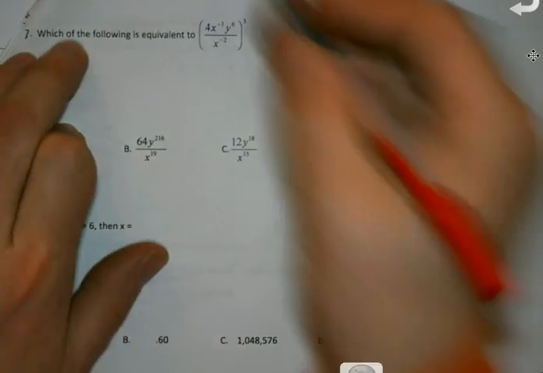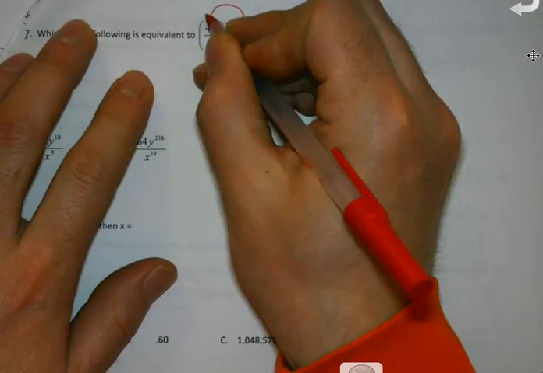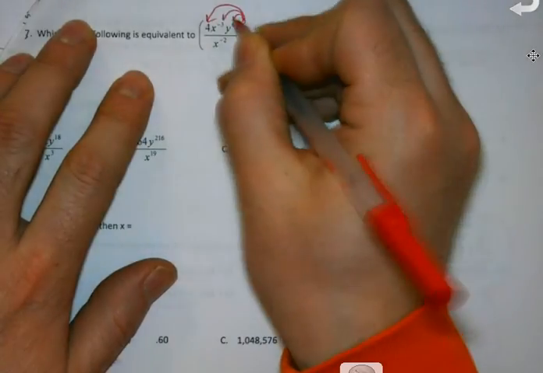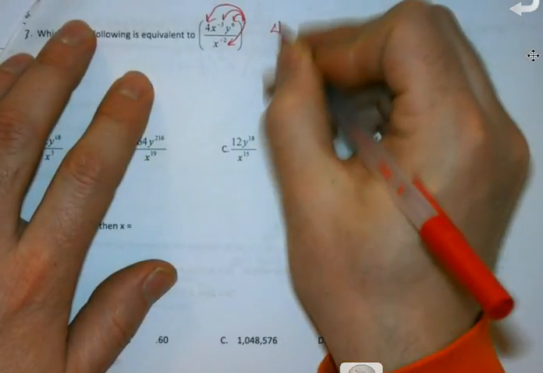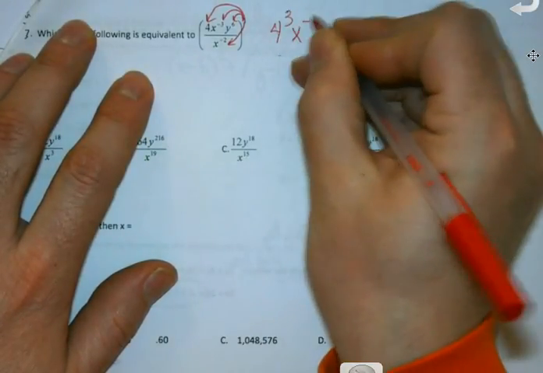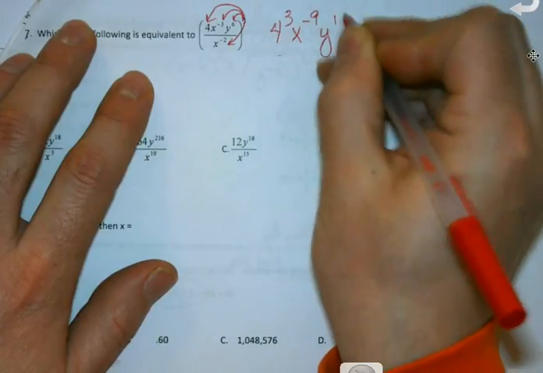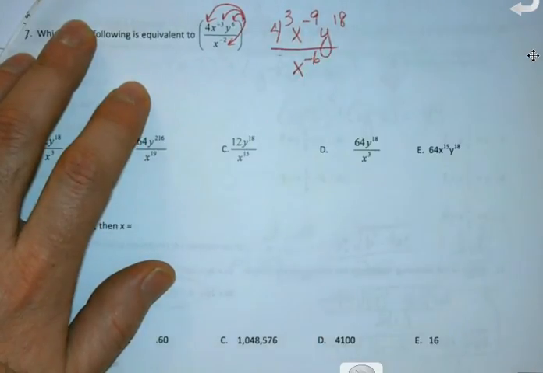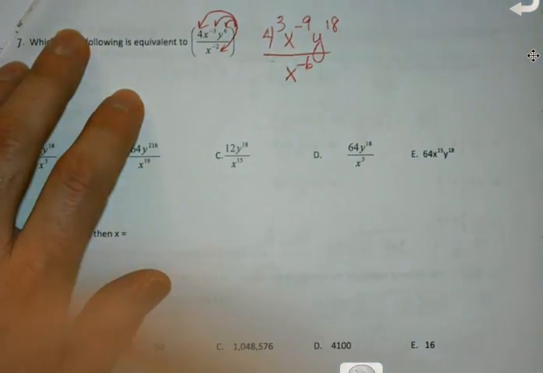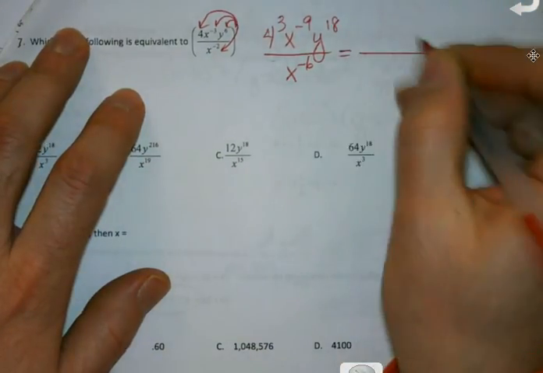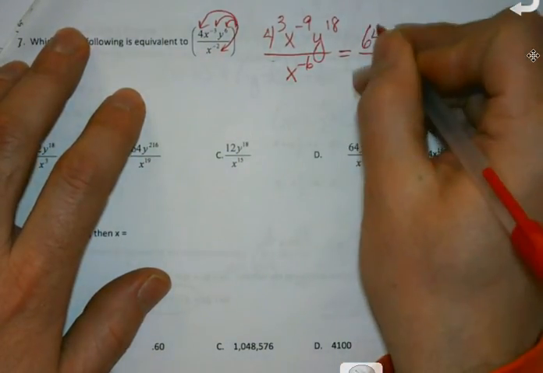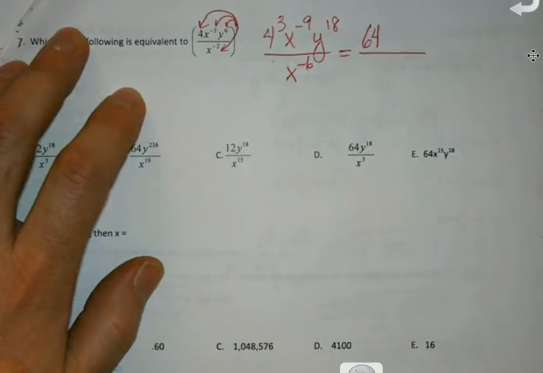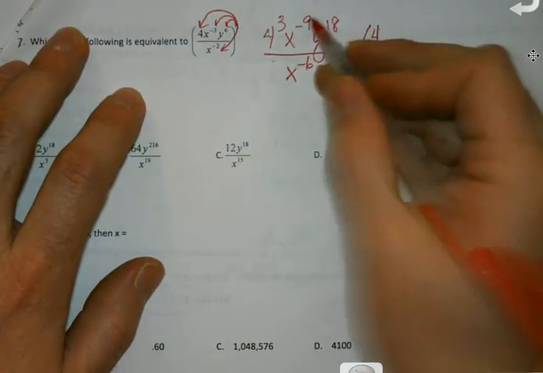Which of the following is equivalent in our exponent rules? Make sure it goes to the 4 as well as everything else. So 4 to the 3rd, x to the negative 9th, y to the 18th, over x to the negative 6th. Now what do we do with negative exponents again? We flip them. 4 to the 3rd, not a negative exponent, it doesn't flip. X to the 9th, down you go.